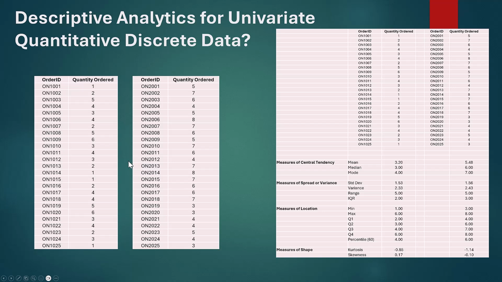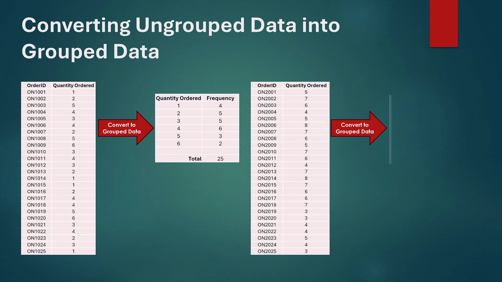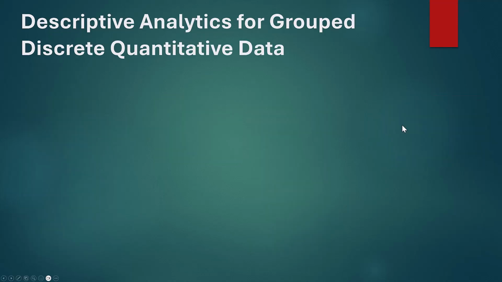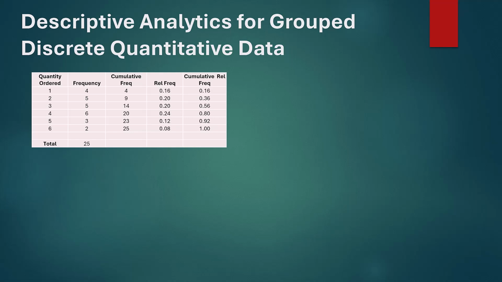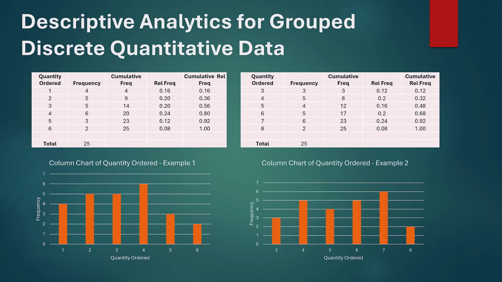But when we convert it to grouped data, there's a slight difference. Here we don't have bins of range of values. We have each unique value. So that's a difference. Similarly here, we don't have a range of values. We have each unique value. And then we can use this to compute the extended frequency table with cumulative frequency, relative frequency, and cumulative relative frequency. And instead of a histogram, we draw a column chart. Similarly, for the second example, a column chart.